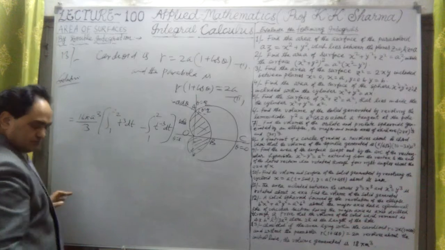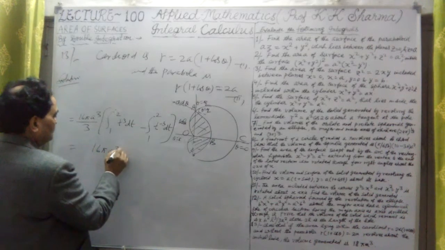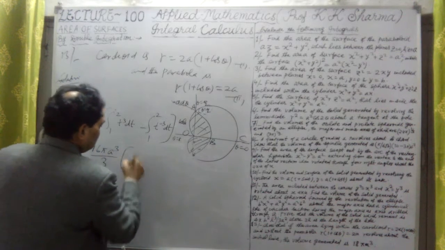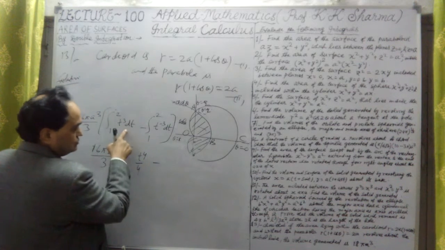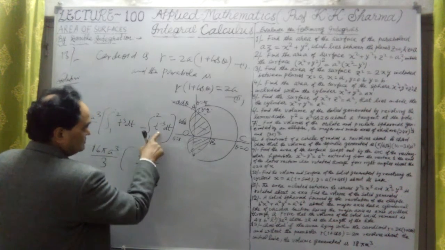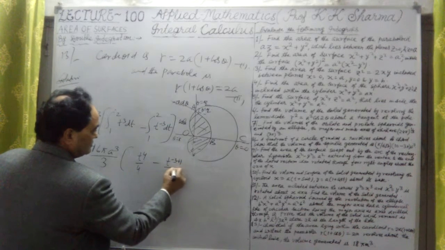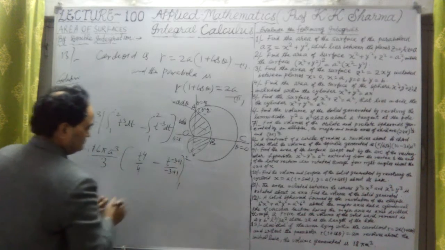After integration with respect to t, this is 16 pi a cubed upon 3, sorry, within this is the integration. The integration of t cubed is t to the 4 upon 4. For t raised to the power minus 3, it means this will be t raised to the power minus 3 plus 1 upon minus 3 plus 1. The limits are now 1 to 2.